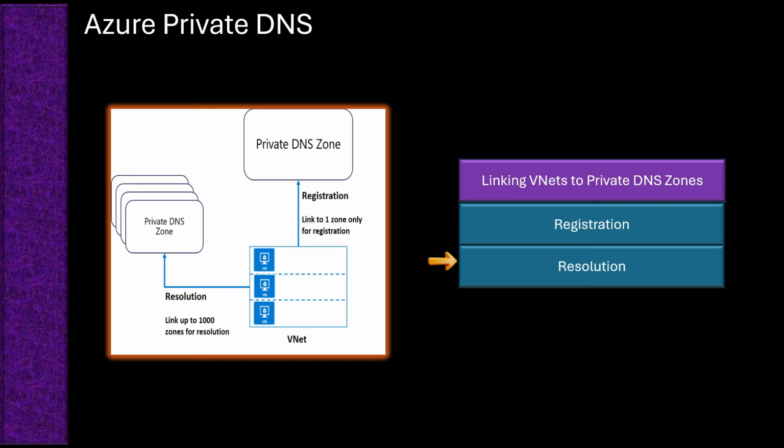And when we say resolution links, it means VNets can also link to private DNS zones for name resolution. Such links allow a virtual network to resolve names within multiple private zones. Each virtual network can link up to 1000 private zones for resolution, which is useful for large, complex environments with multiple namespaces.